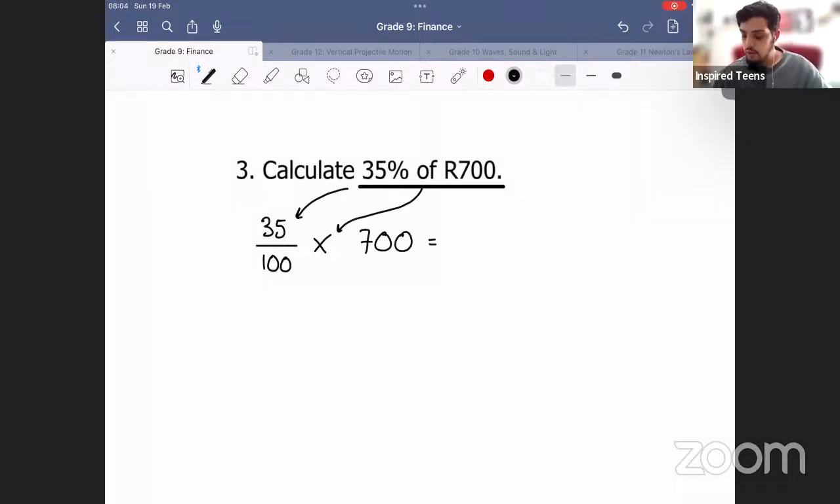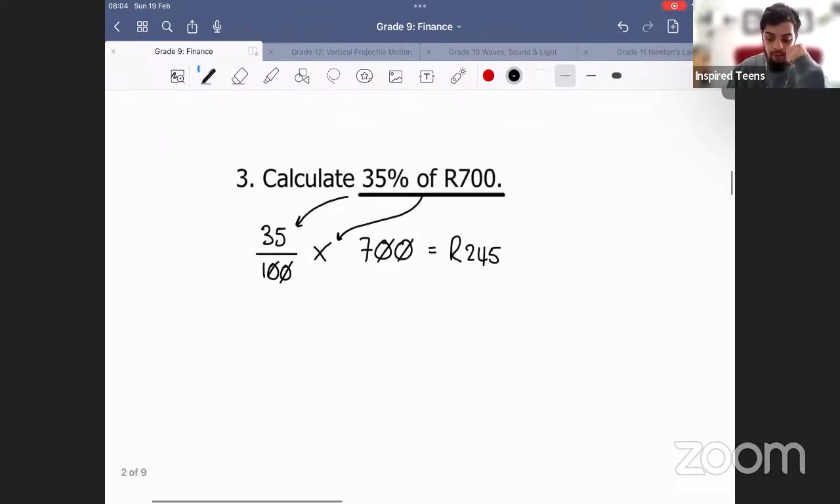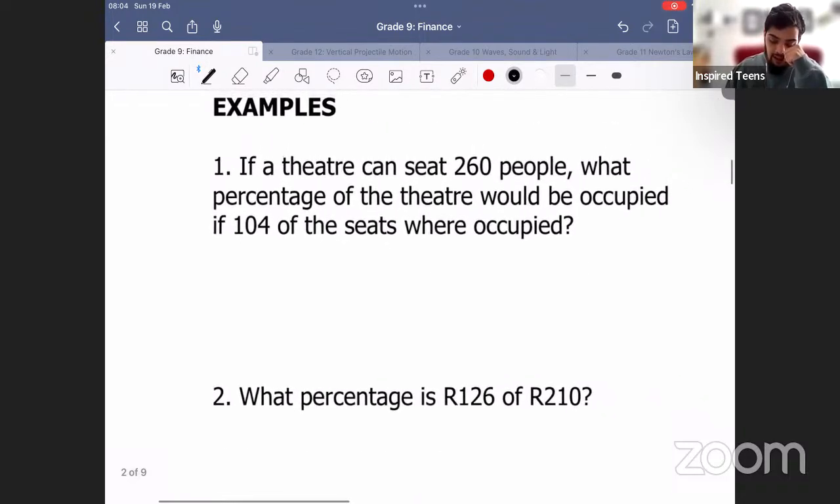Most of you are allowed to use a calculator, and at this point you'd use a calculator. If you're not, then you can just cancel zeros, one at the top, one at the bottom. You have 35 times 7, which is slightly less complicated. Maybe you want to rather simplify the 35 and the 100, but nevertheless, you end up with an answer of 245 Rand.